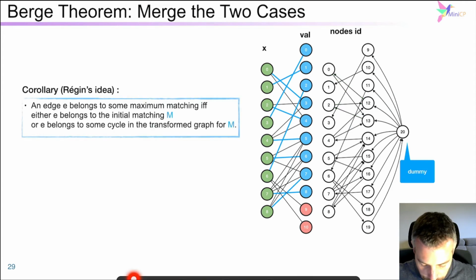And that's the new theorem using the transform graph. An edge belongs to some maximum matching if either e belongs to the initial matching or e belongs to some directed cycle in the transform graph of M. And so this is exactly what we have shown before. You compute the transform graph, you detect the cycles, and once you have detected the cycles, you know that the edges that belong to the cycles also belong to some maximum matching.